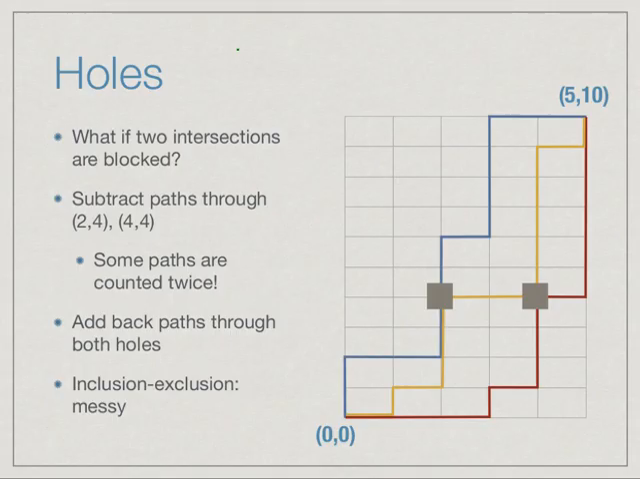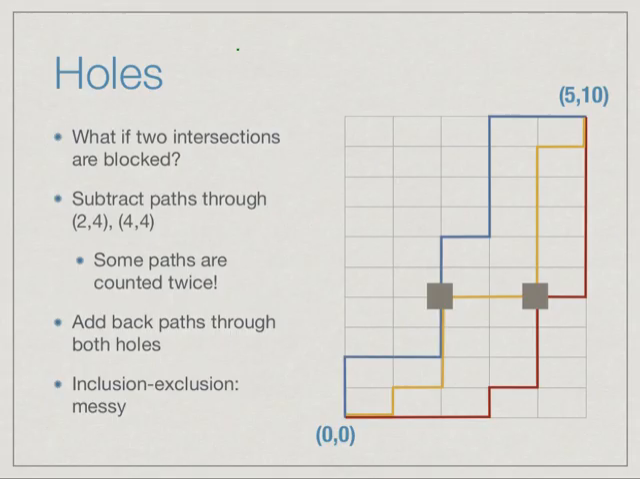But the problem is that there are some paths like the yellow path which pass through both 2, 4 and 4, 4. So we need a third count. We need to count paths which pass through both of these and make sure we don't double count them. Okay? So one way is that we just add these back. So this is something which is called in combinatorics inclusion and exclusion. So when we have these overlapping exclusions, then we have to count the overlaps and include them back. And we have to keep doing this step by step.